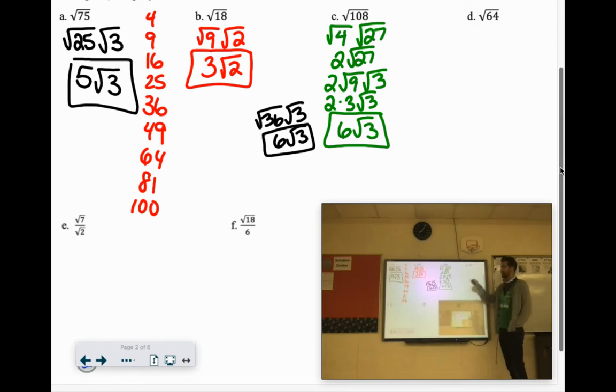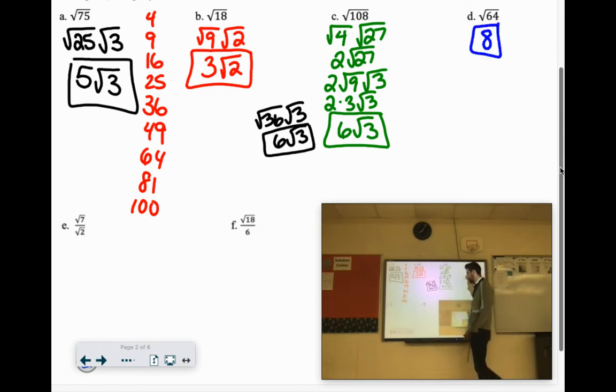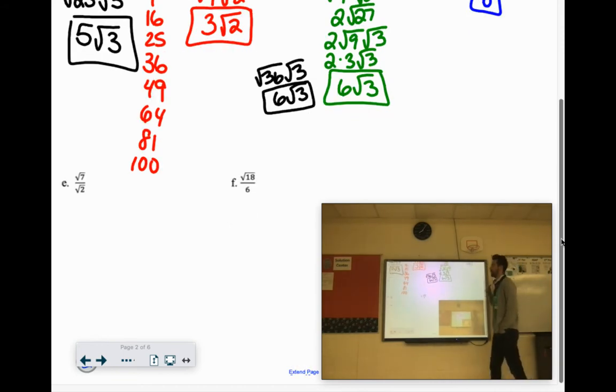64 is a perfect square. It's just 8. Now here's the deal. You cannot have radicals in the denominator. So they call this rationalizing the denominator.